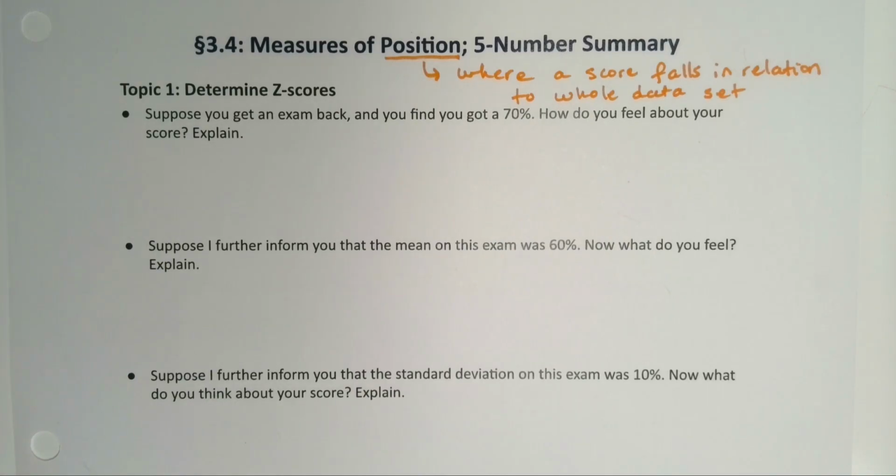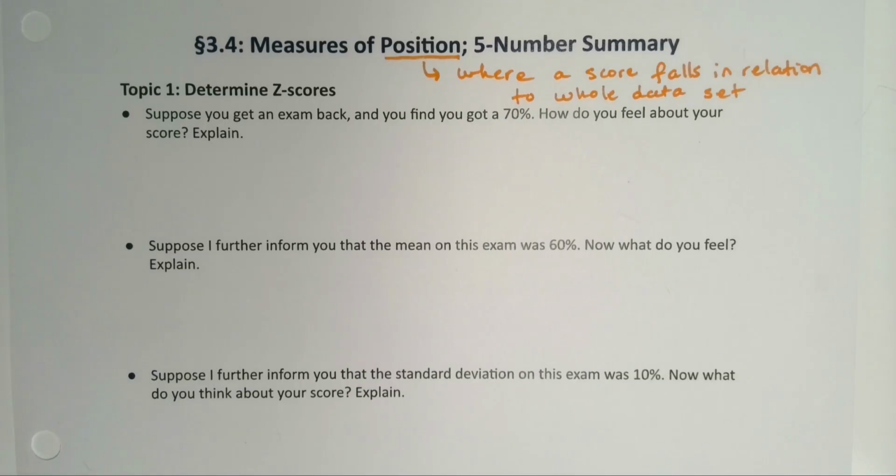In section 3.4, we want to discuss measures of position and the 5-number summary. Now, a measure of position is a measure of where the score that you're looking at falls in relation to the whole data set. So let me give you an example of how this would work.